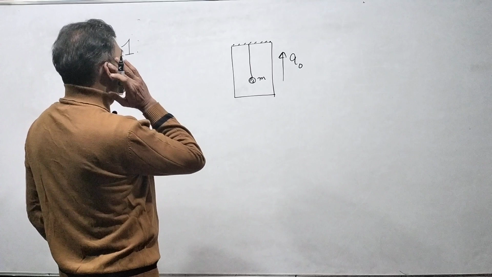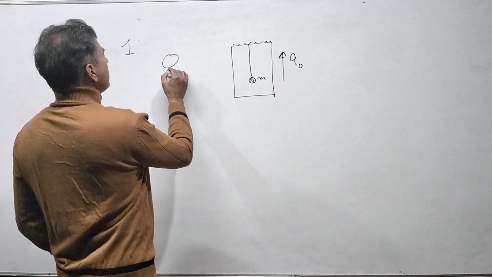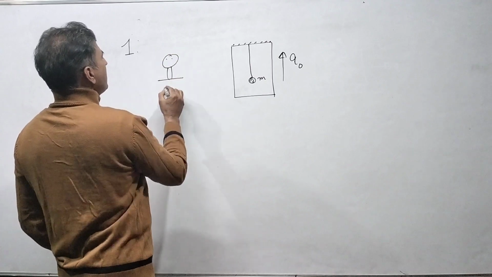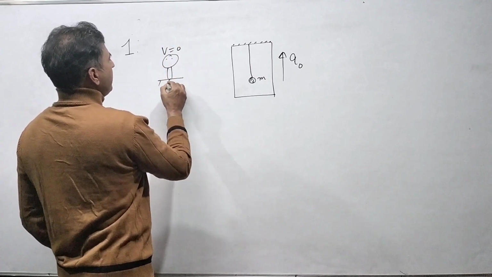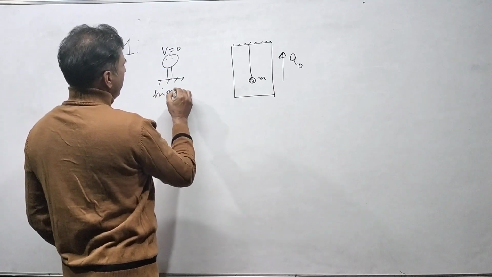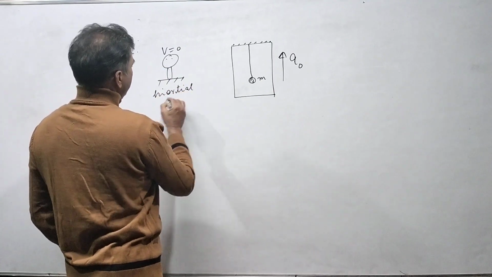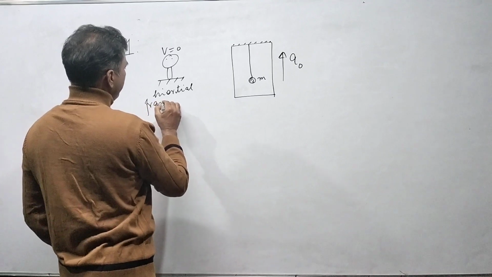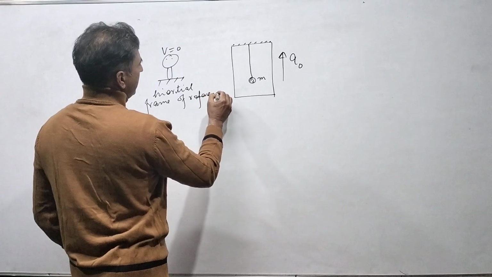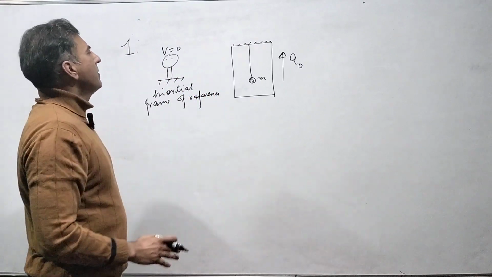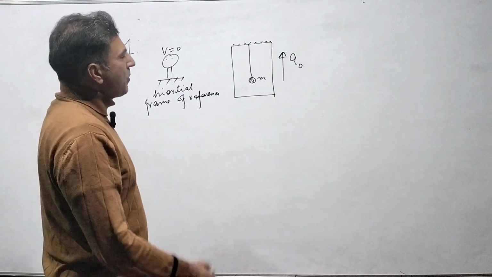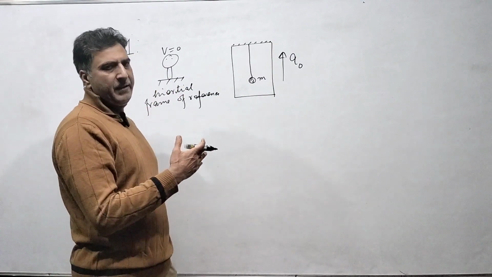And here is an observer whose velocity is 0 with respect to the ground, and it is an inertial frame of reference. Let me solve the problem with respect to this person, and later I will solve the same problem with respect to a person inside the lift.